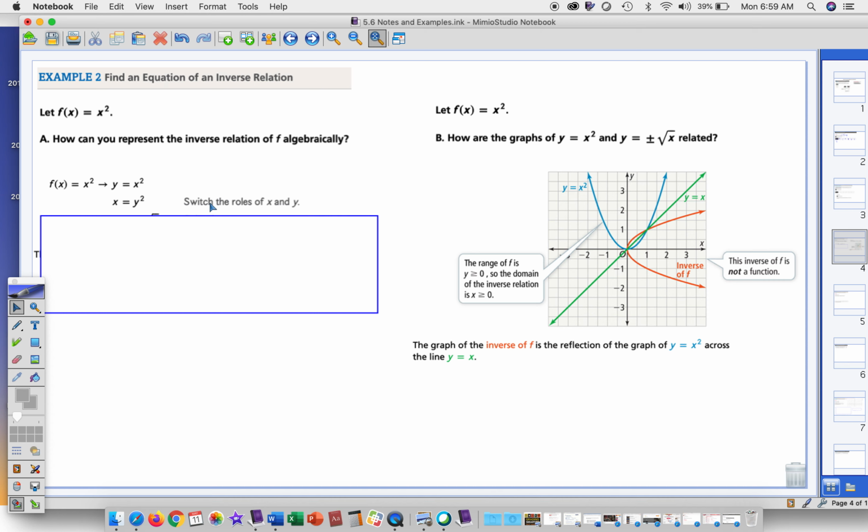Step 2 is to switch x and y. Just like we did in the chart, you do the same thing within an equation. So it becomes x is equal to y squared.